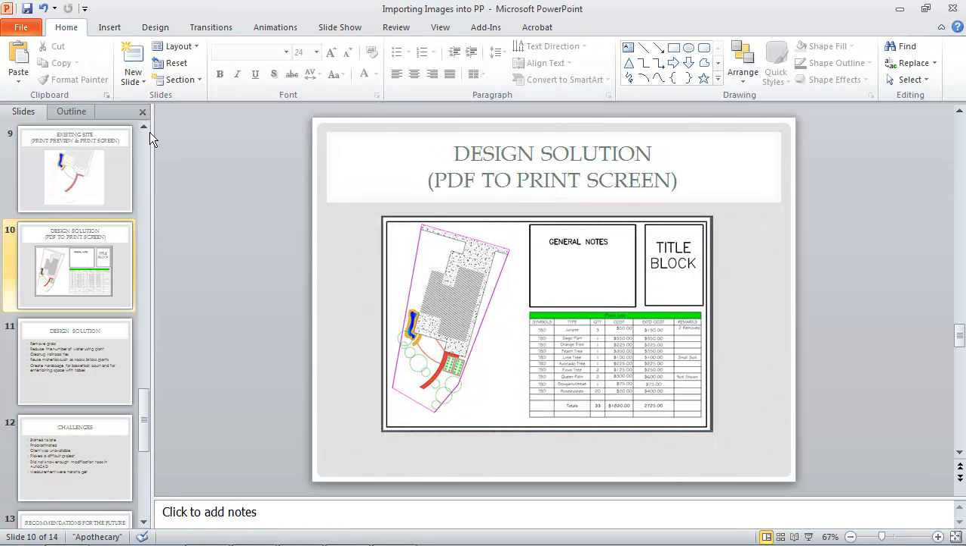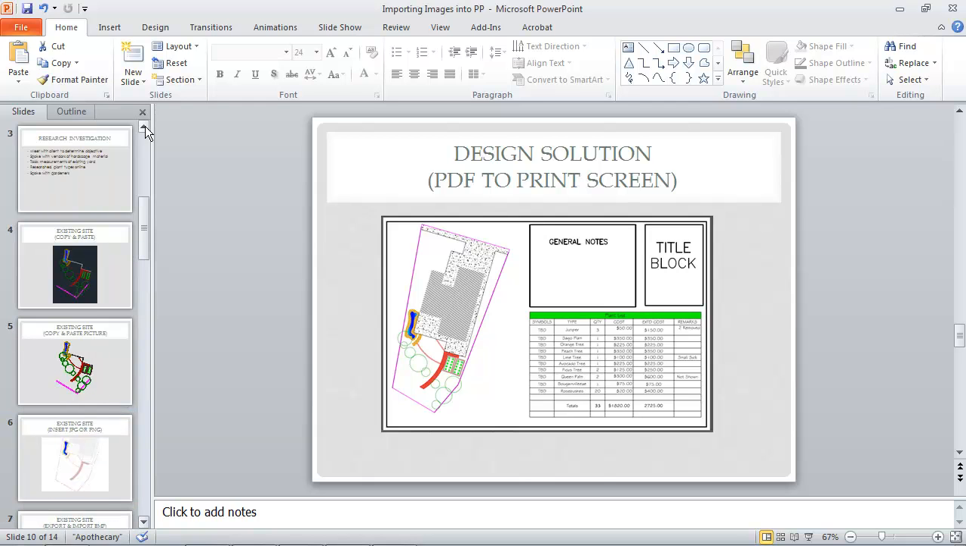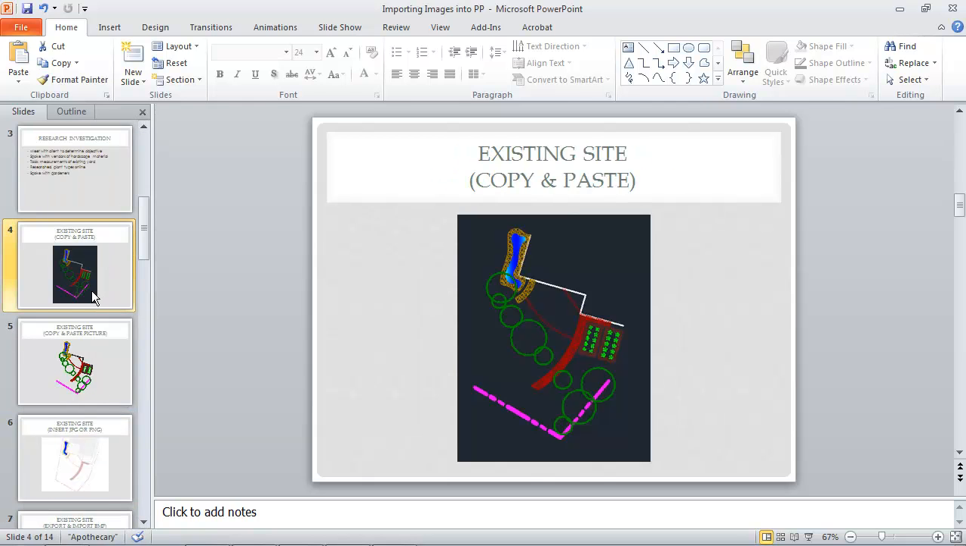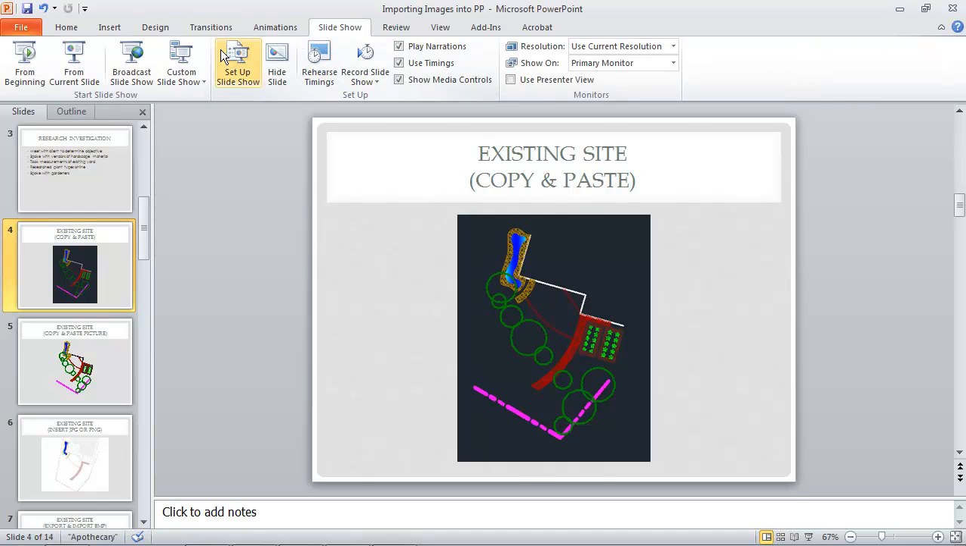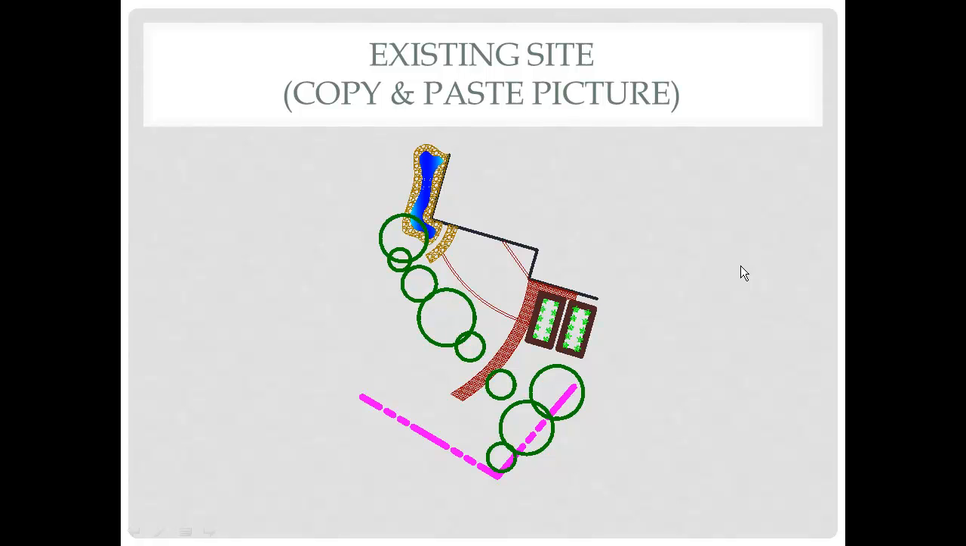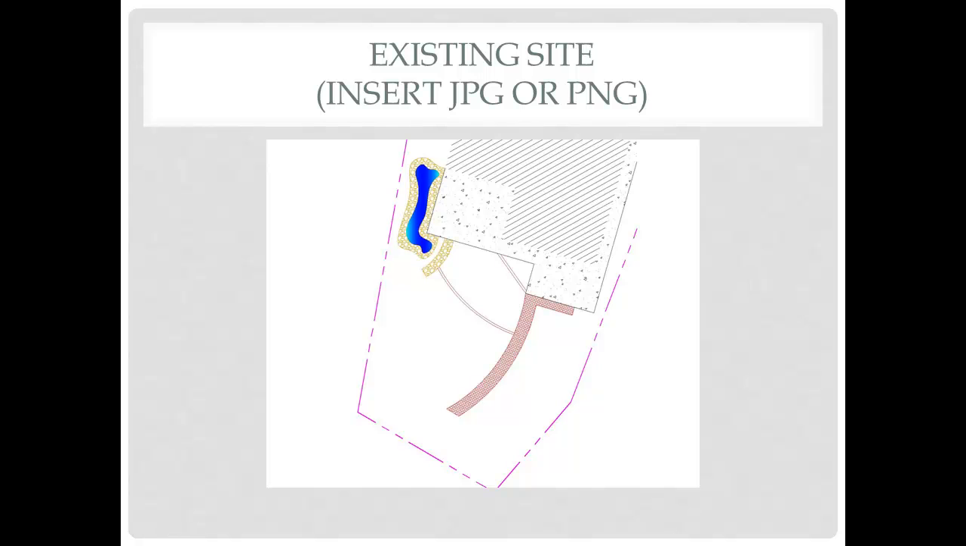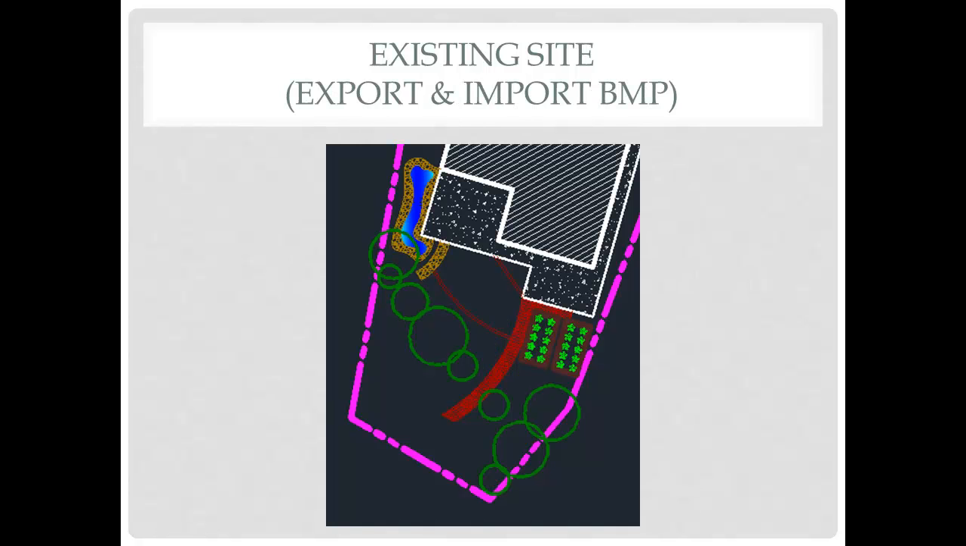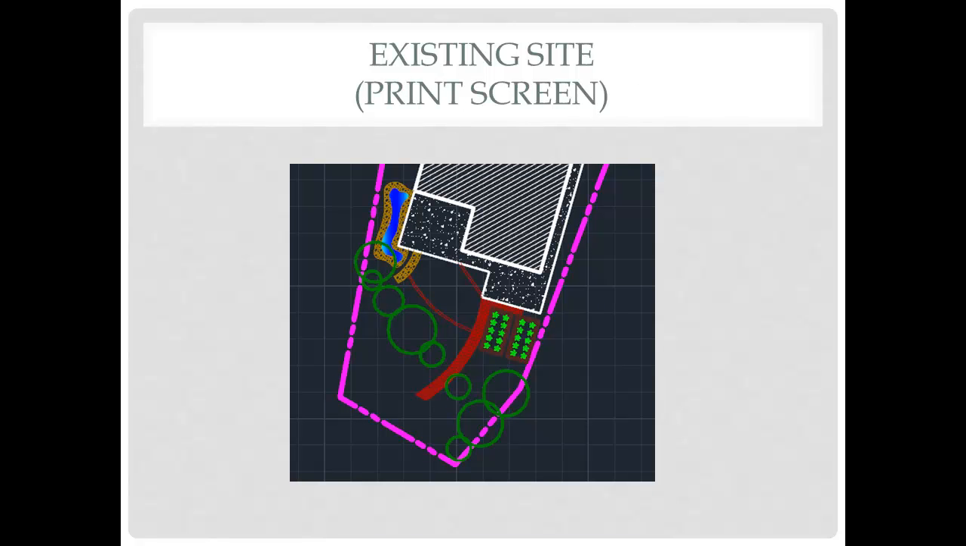If we wanted to see what the final result is of our cropping and our resizing, I could come up to the slideshow tab, and then I'm going to select slideshow from the current slide. You can kind of get a feel for the quality of these. Not as good here with the copy and paste. The JPEG looks pretty nice. BMP is okay. Print screen actually looks pretty good.